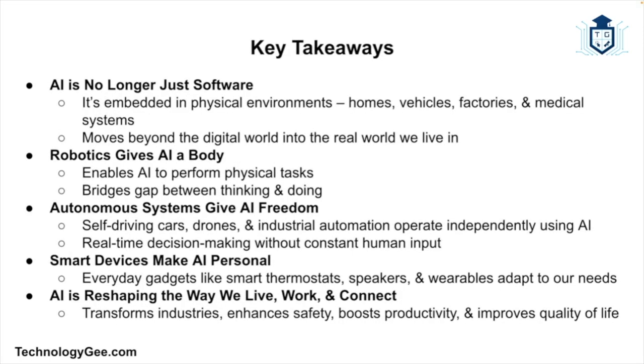So, to wrap this lesson up, AI isn't just about software anymore. It's crawling into our homes, driving on our roads, walking around in factories, and helping us live longer, safer, and smarter lives. Robotics gives AI a body. Autonomous systems give it freedom, and smart decisions make it personal. Now, these advanced applications are shaping the future of how we live, work, and connect. And as AI continues to evolve, understanding these tools won't just be useful, it'll be essential.